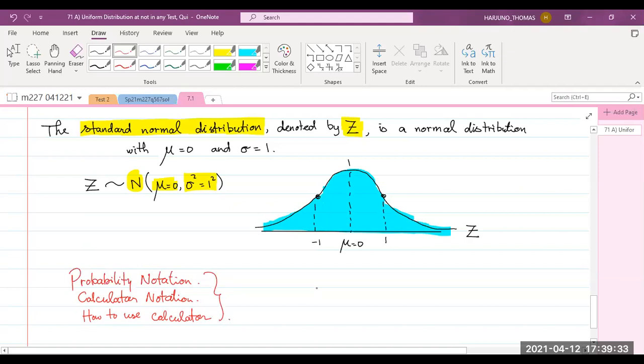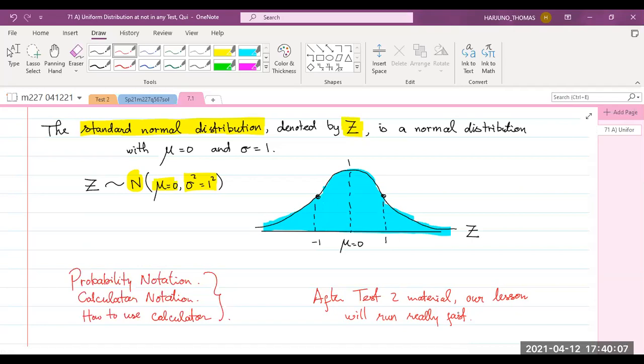Very big warning from now on: after test 2 material, our lesson will run really fast. Not that I make it fast, no. You will see that once I lay down the important concepts, like in this case probability notation, calculator notation, and how to use the calculator, once you know how to do that, we are basically done with 7.2 and 7.3.